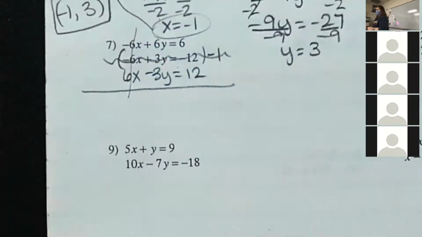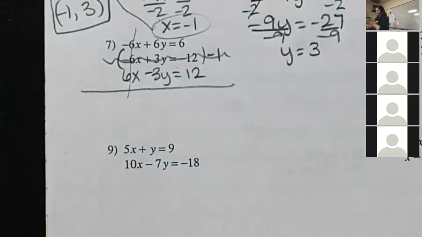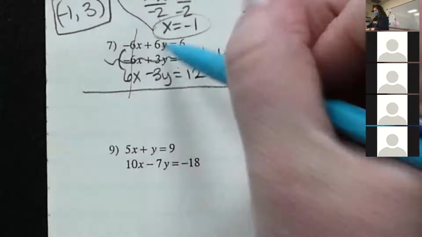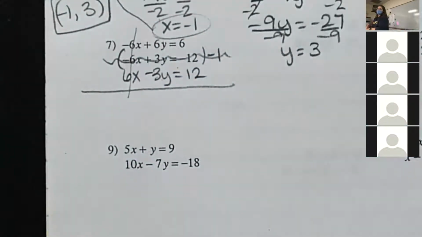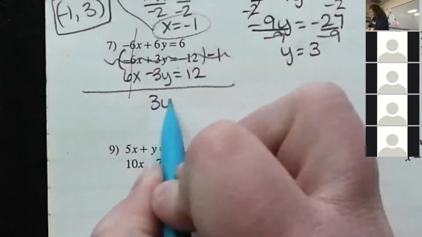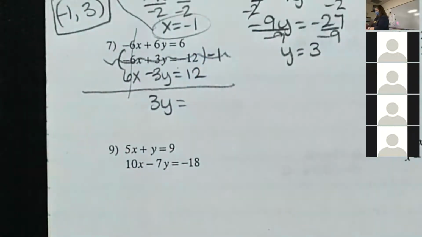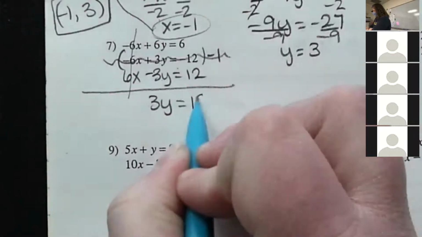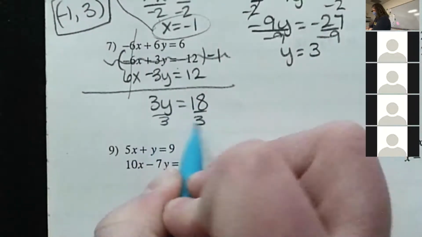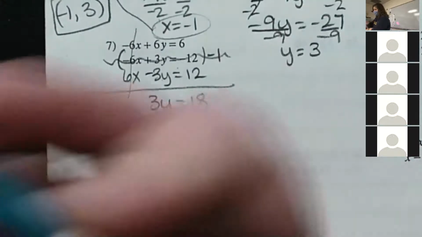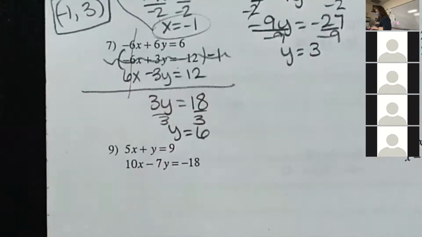X's are gone. They're eliminated. That was the goal. What's 6y plus a negative 3y? 3y. And then 6 and 12 together make what? 18, right? Divide by 3. Now y is 6. Yep, you were ahead of me. That's good. Okay, I don't care which line you put them into.